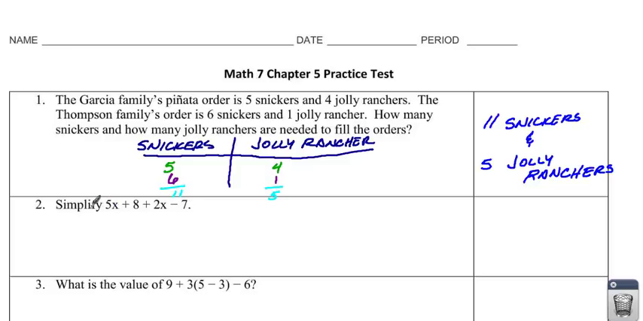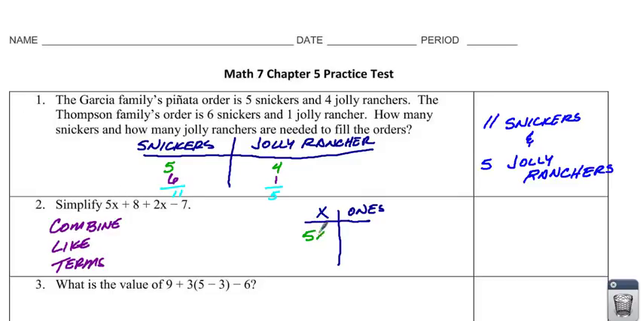In number 2, when we go to simplify, anytime you see simplify, think combine like terms. So when we are simplifying these, we are taking the x's. Let's go ahead right over here, make one of our t-charts. We've got x's, we've got 1's. We have 5 x's, and we have 8 1's, and we have 2 more x's, and we're taking away 7.